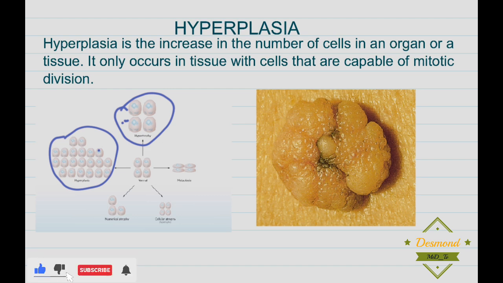A clinical example is the enlargement of the prostate gland in older men, a condition known as benign prostatic hyperplasia. In this condition, there is an increase in the number of the prostate cells, leading to the enlargement of the gland, which causes some urinary symptoms. Very, very understandable. And you can see something on the skin like this. This is an example of hyperplasia.